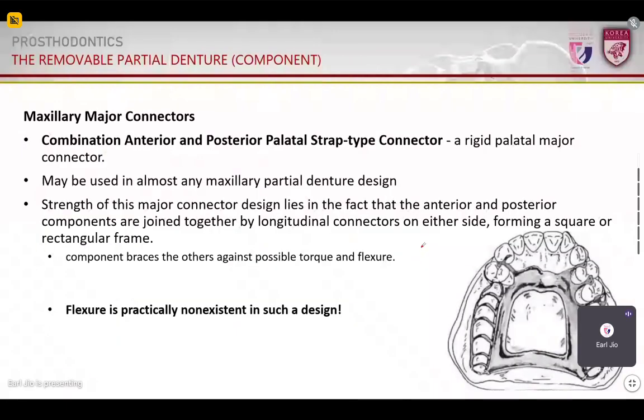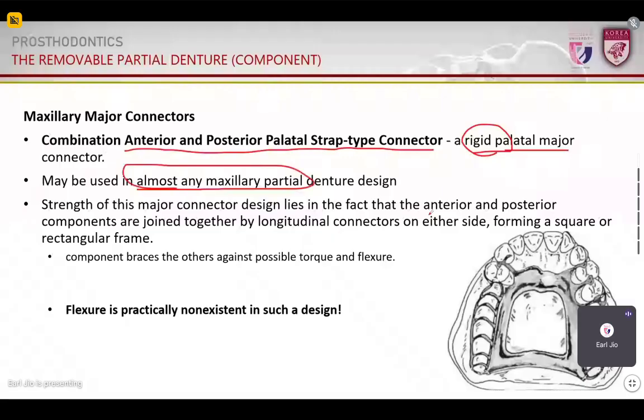Another type of major connector is the anterior-posterior palatal strap. It is a rigid palatal major connector that may be used in almost any maxillary partial denture design. The strength of this major connector design lies in the fact that the anterior and posterior components are joined together, while the longitudinal connectors on either side are separated.